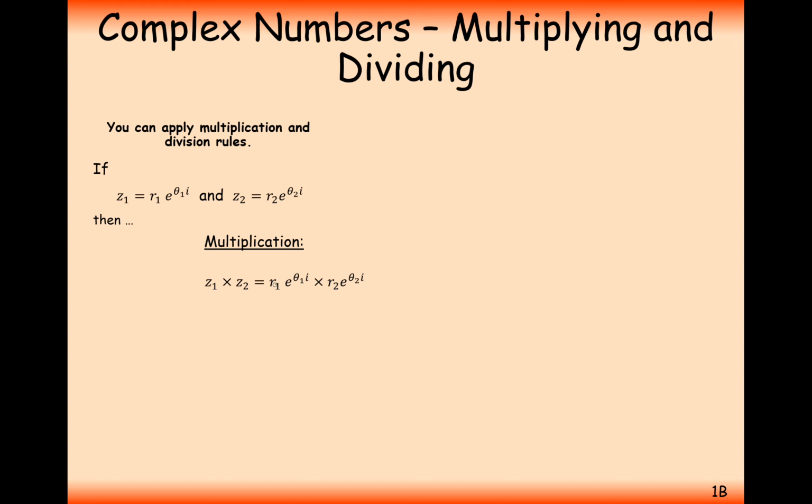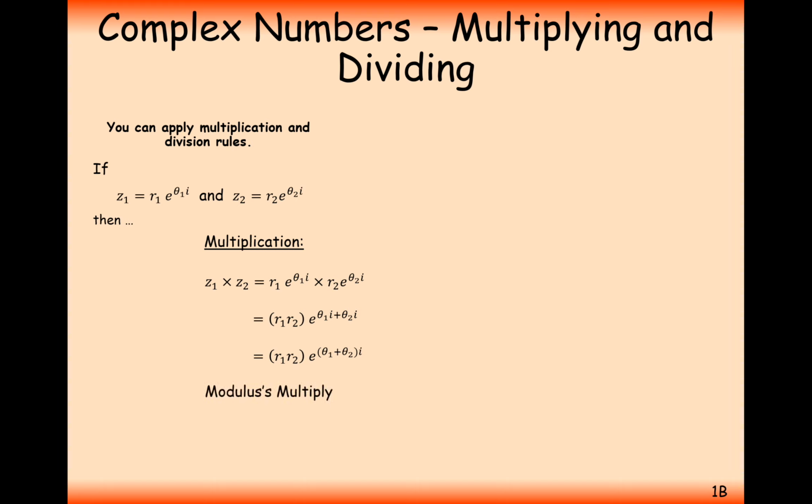Now if we were to do this multiplication, then we're going to be multiplying the R values at the front. And then remember, the rules of indices lead us to adding the indices on e. So theta 1i plus theta 2i. And let's just do a bit of factorising in that index there. You get R1 R2 e to the theta 1 plus theta 2 i.